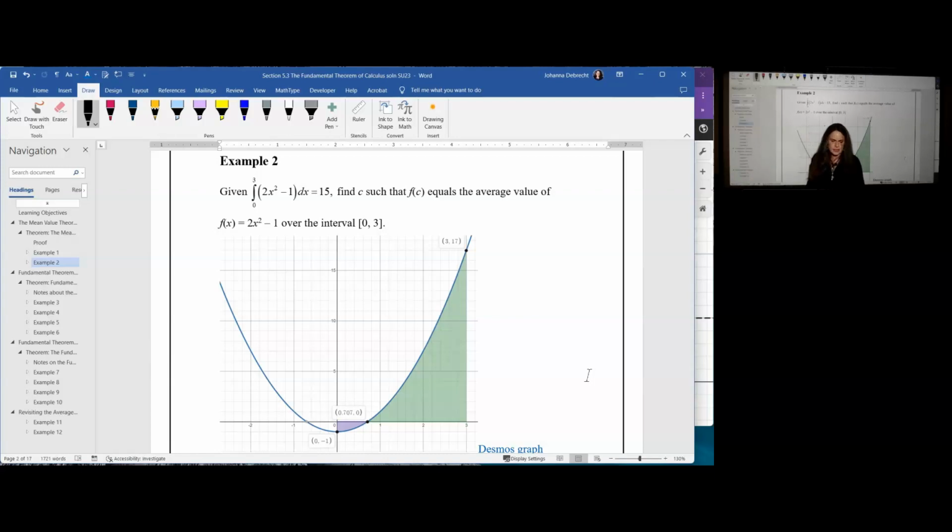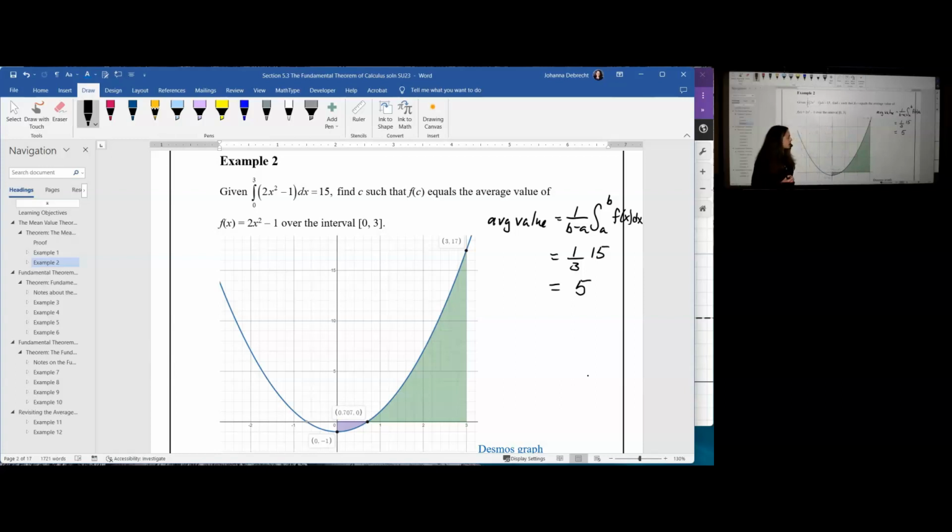Now, in order to do this, we're going to write down the formula for the average value. Average value again, which of course is a y value, is equal to 1 over b minus a times the definite integral from a to b of f of x dx. We know what the value of the definite integral is. We're told it's 15. Our interval is 3 units wide. And this tells us that we have 5 as the average y value.